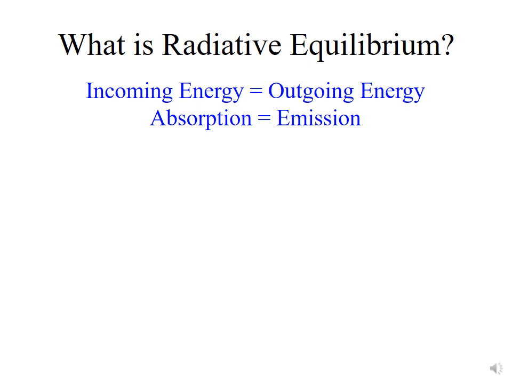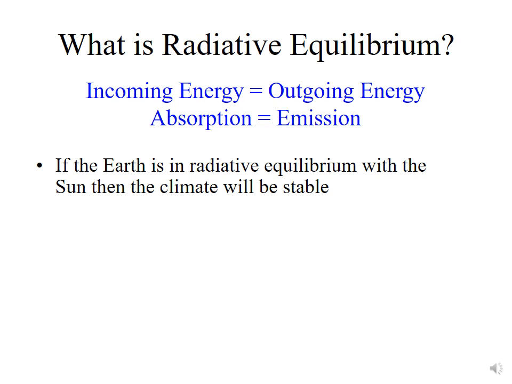So what is radiative equilibrium? Well, it's the statement that the incoming energy to a system is equal to the outgoing energy of the system. It can also be stated that absorption equals emission inside the system. And so if you have a radiative equilibrium where the incoming is equal to the outgoing, or the absorption equals emission, then the temperature of the system will remain constant.